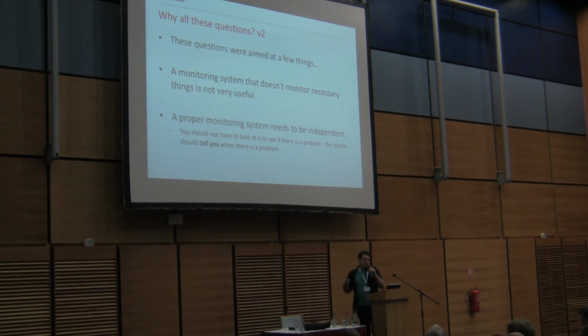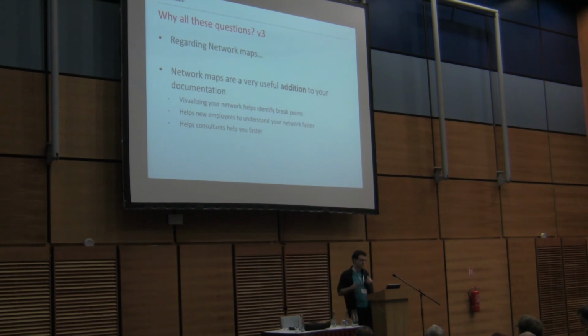So these questions were actually aimed at a few things. First of all, a monitoring system that doesn't monitor necessary things is not very useful. Hence all of those questions, if you monitor this and this, etc. And a proper monitoring system needs to actually be independent, which means that you should not even have to look at your monitoring system unless there is a problem. The system should tell you when there is a problem, and you should look at it only when there is a problem. A monitoring system that you constantly have to look at, so monitoring the monitoring system, is not something you want to do.